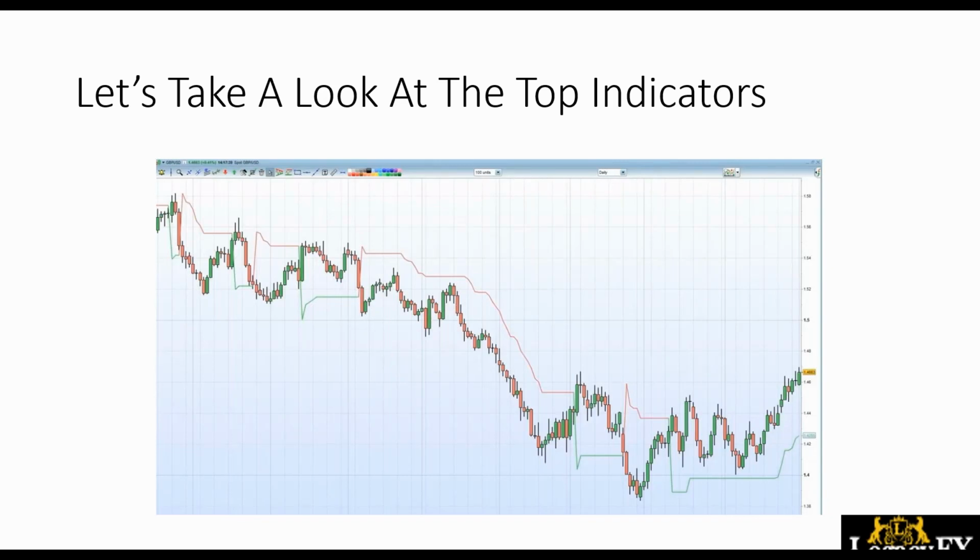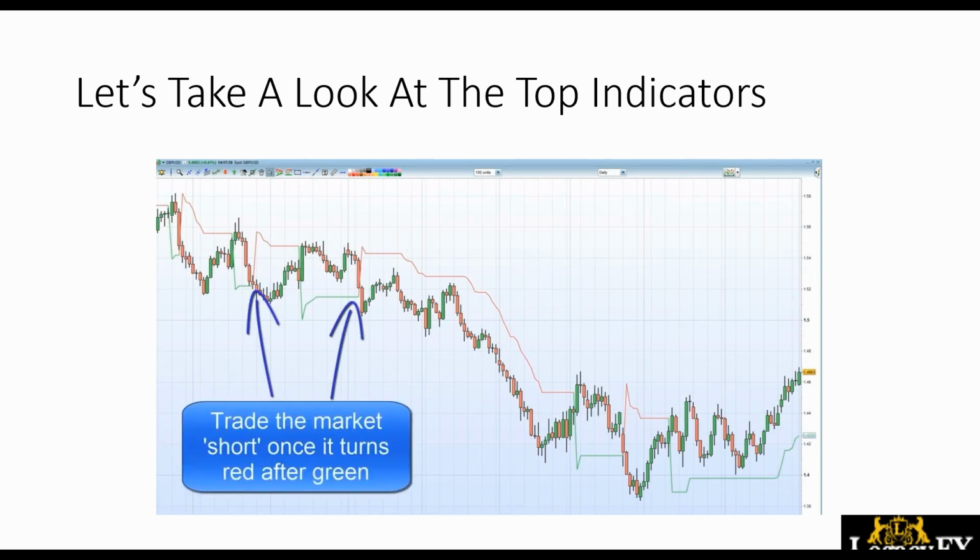Indicator 4, Super Trend Indicator. The Super Trend Indicator is an excellent indicator of trend direction. It can be used as a foundation of a trading system that is based on trend following. One of the most popular ways to use this indicator is to enter the market after a pullback. For example, if the market is on a downtrend, indicated by red, wait for a green pullback and then re-enter the market once it turns red again.